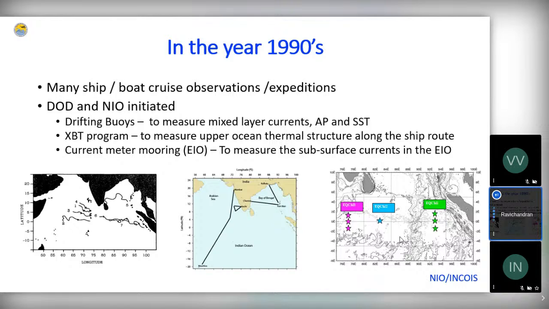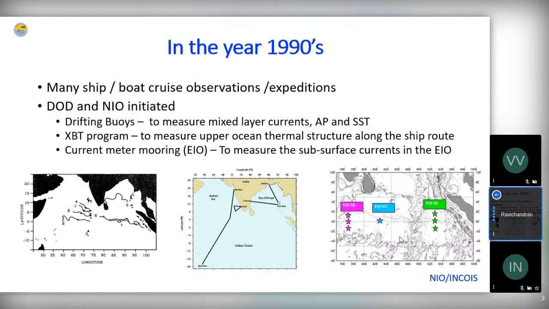The drifting buoys came because one of the important components is air pressure. Even though all over India we have so many automatic weather stations providing air pressure information, in the ocean not even a single air pressure measurement is available. So considering the importance of air pressure, as well as to validate satellite data, especially polar orbiting AVHRR and other satellites to validate the SST, these are the two prime components. Two sensors were incorporated in the drifting buoy.